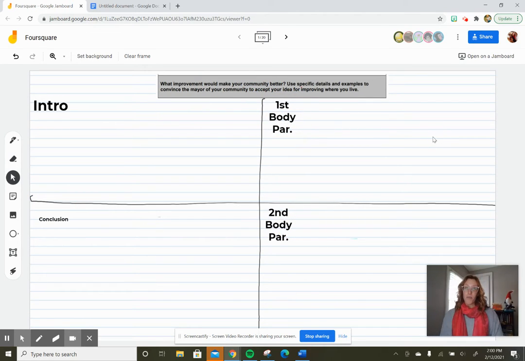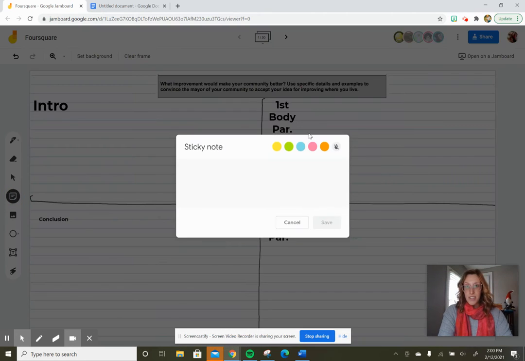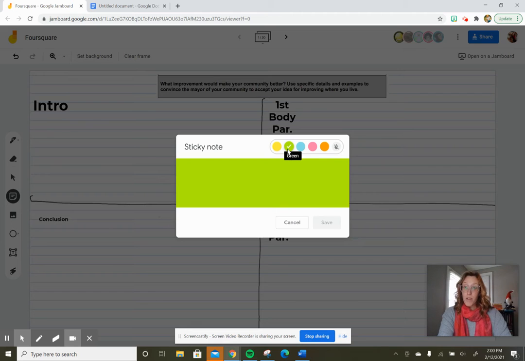And now we're going to take a look at the prompt that we're given. The prompt at the top says, what improvement would make your community better? Use specific details and examples to convince the mayor of your community to accept your idea for improving where you live. So this isn't an agree or disagree. It's a pick one answer and go with it type of prompt.